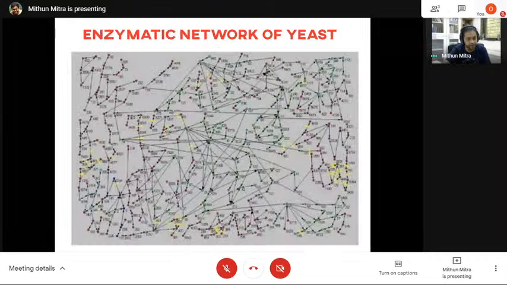You can think of various other networks. For example, here is an enzymatic network, again in yeast, where you have multiple enzymes that again have various levels of crosstalk with each other. These are extremely complicated, extremely complex networks. And indeed, it is these networks and the interactions between the nodes of this network, whether these are proteins or enzymes, that drive the functioning of the system.